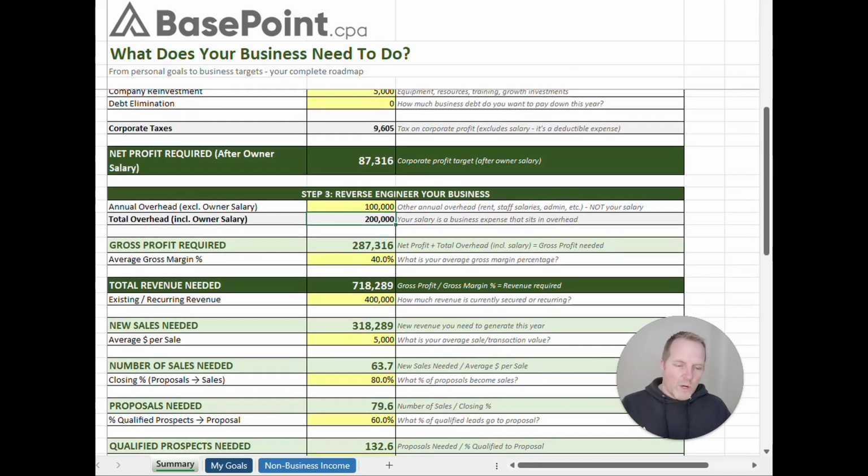And so what we're trying to back calculate next here is this next green line here, okay, which is your gross profit required. Now, gross profit, what is that? Gross profit is the profit that your business keeps after making the sales and paying for your cost of sales. So what are costs of sales? Costs of sales, say if you're a contractor, are going to be things like your materials, direct labor, subcontractors maybe that you're paying for.